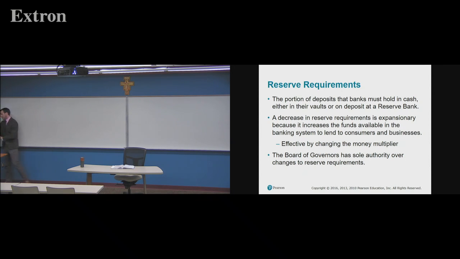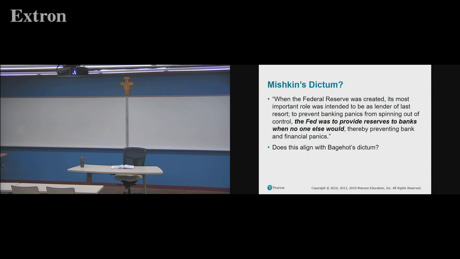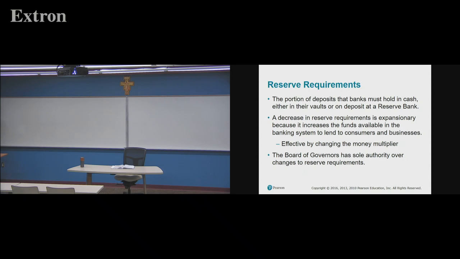So maybe even that sentence isn't. Yeah, when the Fed was created, its most important role. I don't know if that's 100% accurate. Throughout the history of the Federal Reserve, you can argue lender of last resort has been its most important function. But at the onset of its creation, it was to prevent seasonal swings in currency demand. And not to prevent, I don't know, the seasonal swings in demand from creating banking panics.